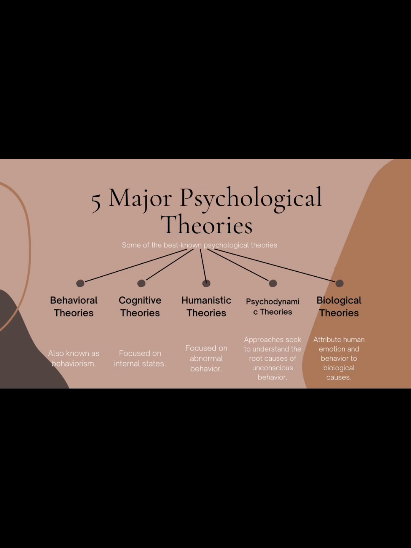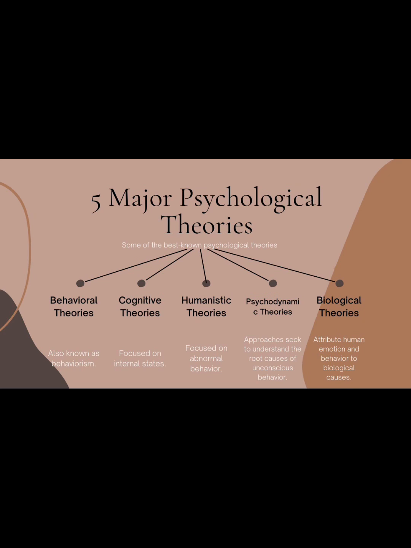And the second one is cognitive theories. Cognitive theories of psychology are focused on internal states such as motivation, problem solving, decision making, thinking, and attention. Such theories strive to explain different mental processes, including how the mind processes information and how our thoughts lead to certain emotions and behaviors.